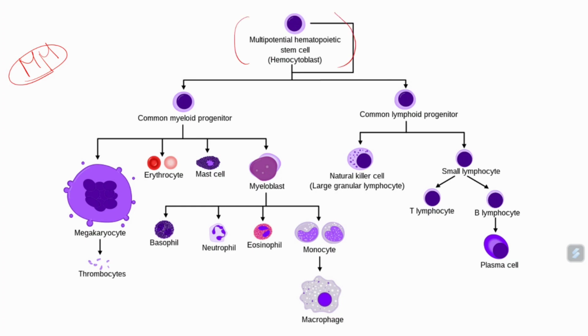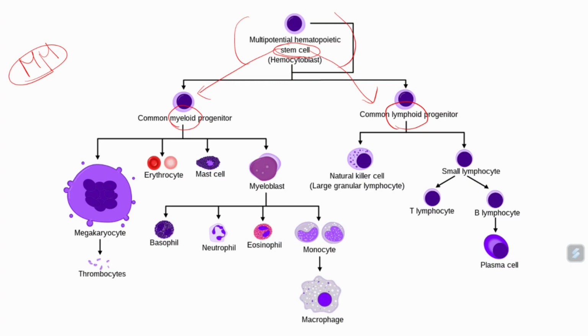In the bone marrow, we have the multipotent, pluripotent hematopoietic stem cell, because from this single stem cell only, all other blood cells are synthesized. Initially, this stem cell will differentiate into two cells. In that, we have one myeloid cell and the second one is lymphoid cell.